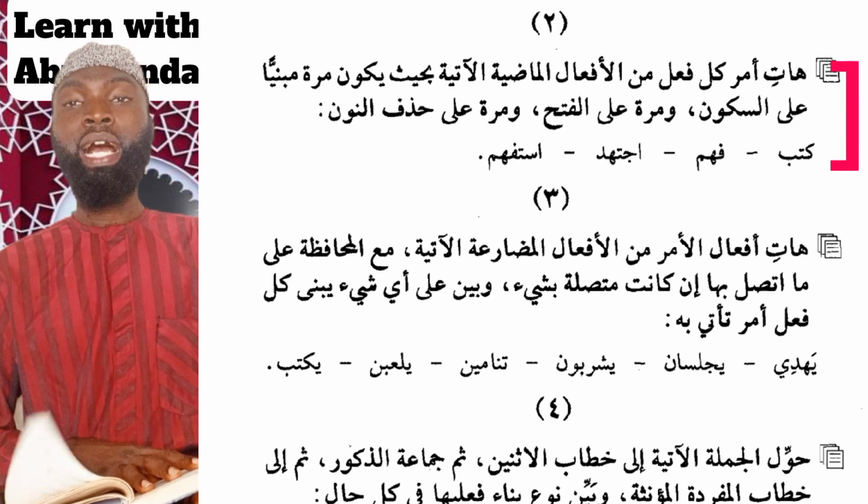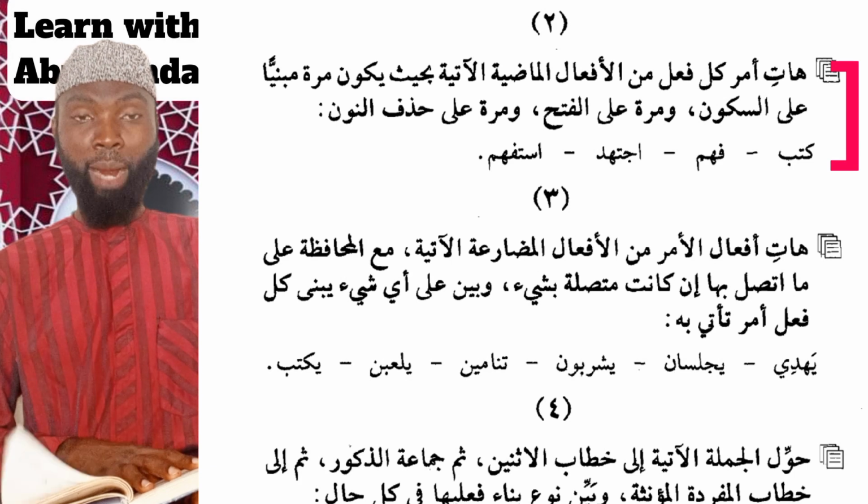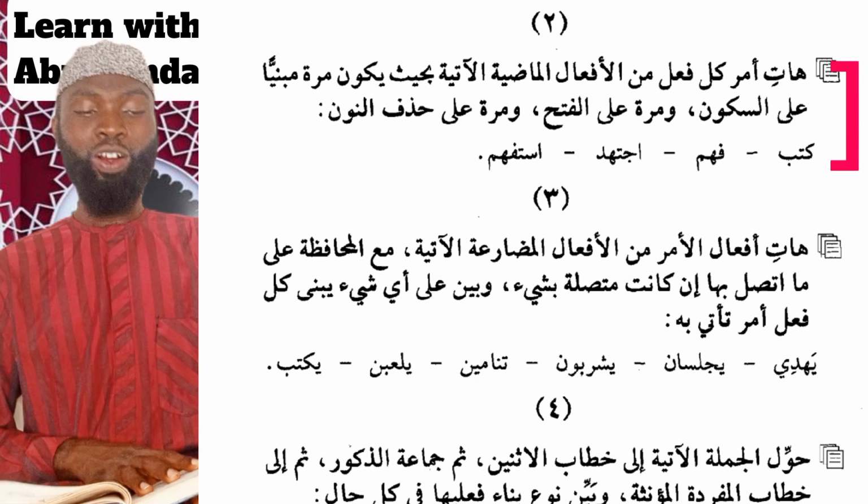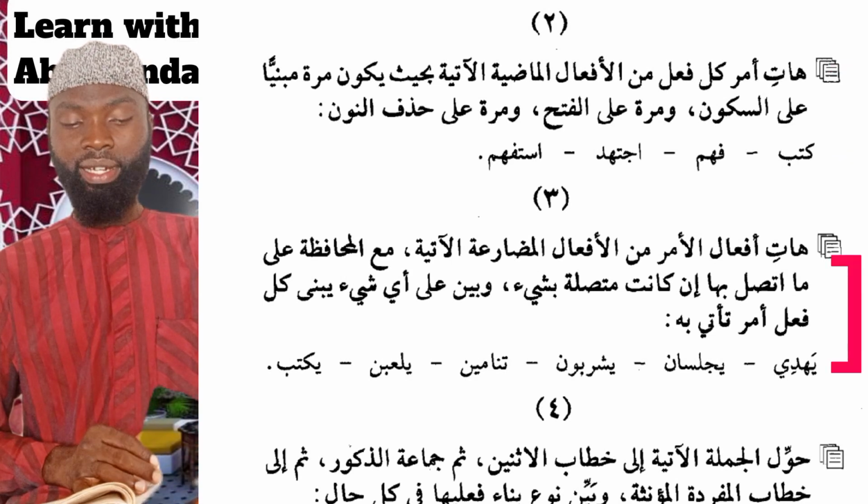The same for fahima, we say ifham. Then we say ifhamanna, and we say ifhamu. Ijtahada, we can say ijtahid upon sukun. Ijtahidanna. Then ijtahidi upon harf noon. Then istafhama, we can say istafhim. Then istafhamanna. Then we say what? Istafhamu. You can see. Now we have tamrin number 3.